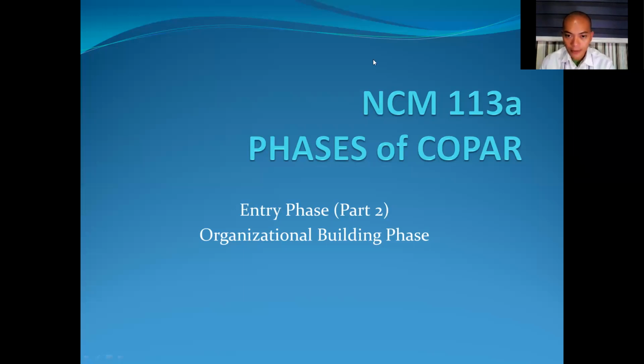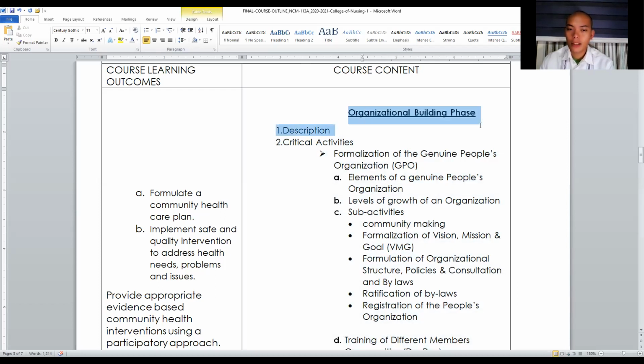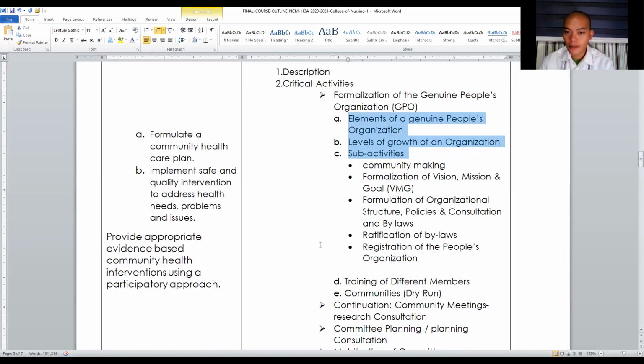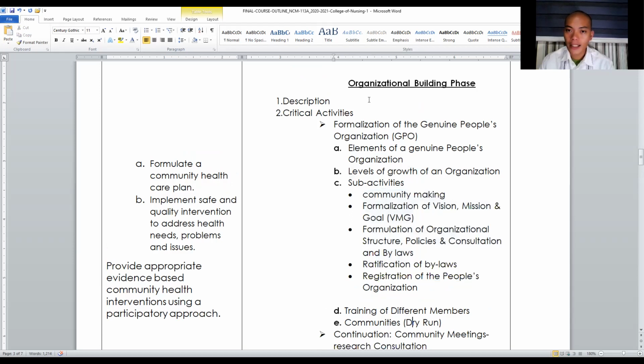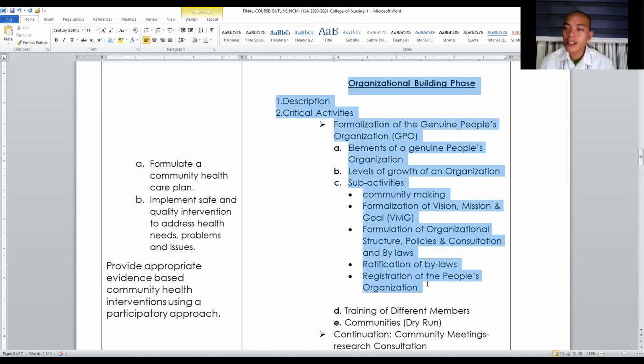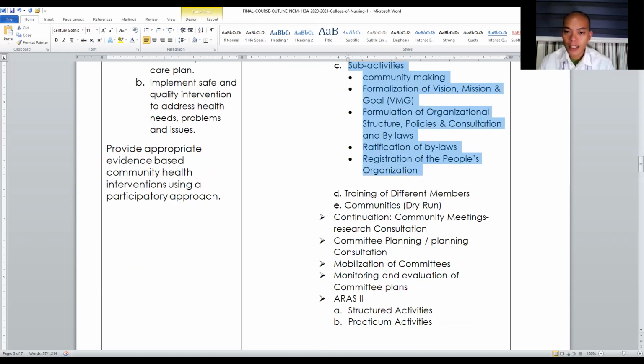Okay, so before I go to the slide, I want to go to the course outline. Today we are tackling the organizational building phase, which will include the description, the critical activities, formalization of your genuine people's organization, your GPO, the elements of your GPO, levels of growth of an organization, the sub-activities of the GPO, so your community meeting, formalization of vision and mission, formalization of organizational structure, policies, and consultation, bylaws, ratification of bylaws, and registration of your genuine people's organization. For today, we're going to discuss from 1 up to letter C. And then part 3 will be training of different members up to ARAS 2. We have already discussed ARAS 1.